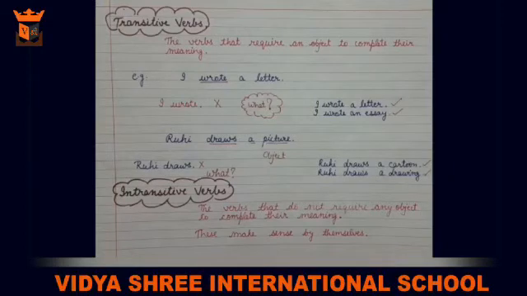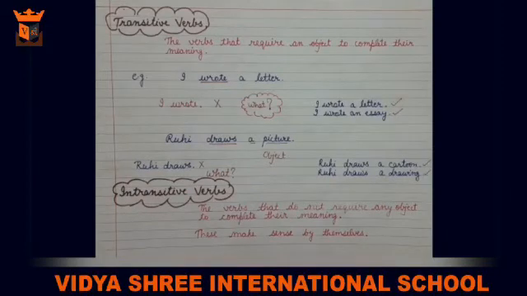Is it clear now why I taught you about object? Yes, because a transitive verb requires an object to complete its meaning. For example, I wrote a letter. If I leave the sentence like I wrote, what? Is the meaning of the sentence clear? No. Something is left. And what is left? A letter. That is an object.